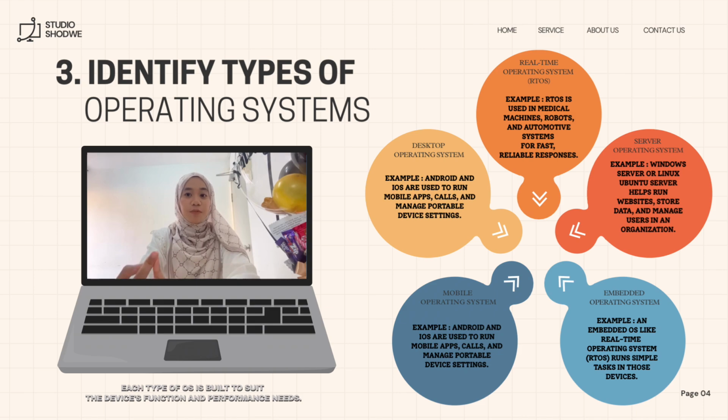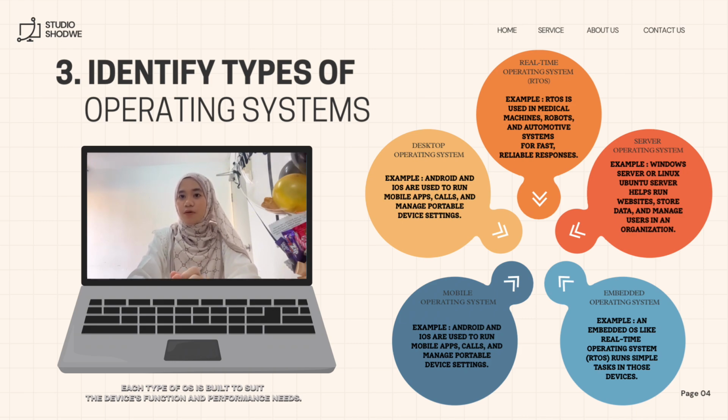First, desktop operating system. This type is used on personal computers and laptops. For example, Windows 10 or Mac OS is commonly used for everyday tasks like browsing, writing documents, and editing videos. Second, mobile operating system, designed for smartphones and tablets. For example, Android and iOS are used to run mobile apps, calls, and manage portable device settings.